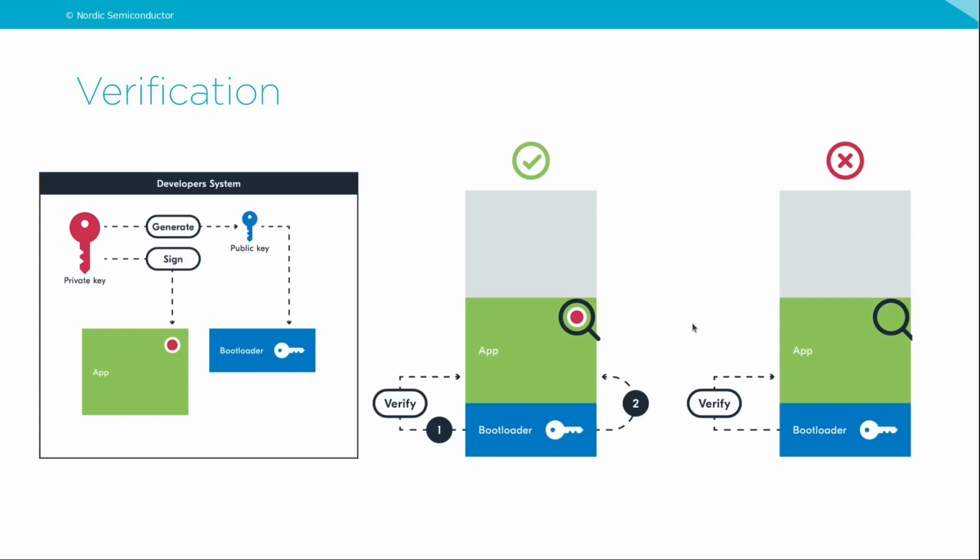Now, to be able to do this, we start on the developer system, like your system, my system. There we generate a private key that only I have and that I will keep safe. The private key does not go on either the app or in the bootloader. It is on my system and I'll keep it behind lock and key in a secure place. With this private key, I can generate a public key.